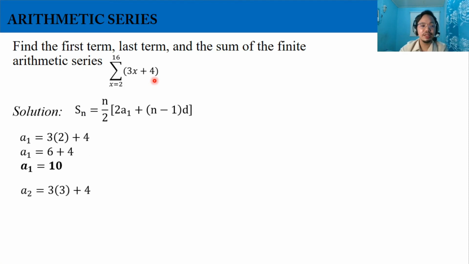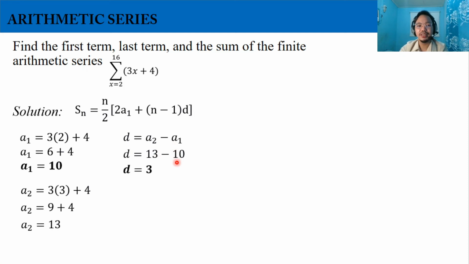Then let's identify the second term. Why do we need to do that? Because of the common difference. For the second term, the next value of x is 3. That's why we have 3 times 3 plus 4. Then 3 times 3 is 9 plus 4. So the second term is 13. For the common difference, let's subtract a sub 2 minus a sub 1. That is 13 minus 10, and the common difference is 3.